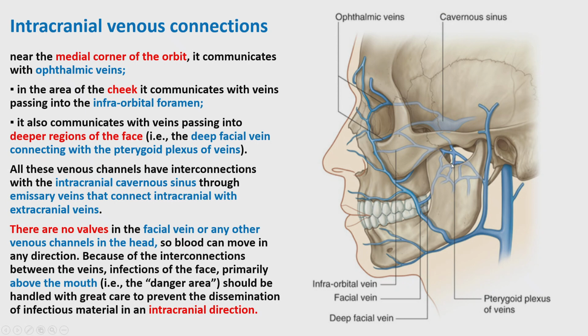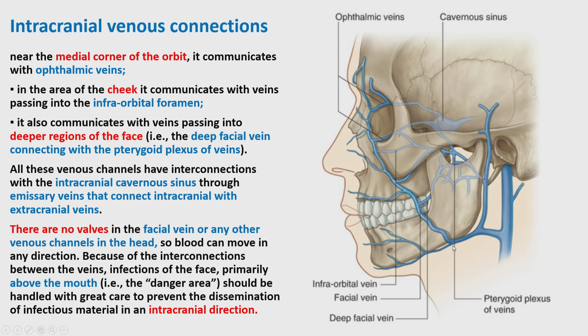Then the pterygoid venous plexus has communication with the cavernous sinus through the emissary vein, which is passing through which foramen? Perfect. Foramen ovale, which is the main route for the spread of infection from the pterygoid venous plexus in the infratemporal fossa and pterygopalatine fossa to the cavernous sinus.